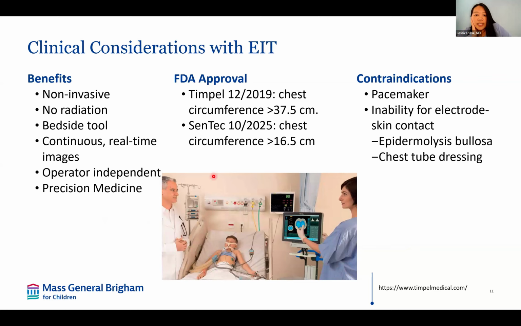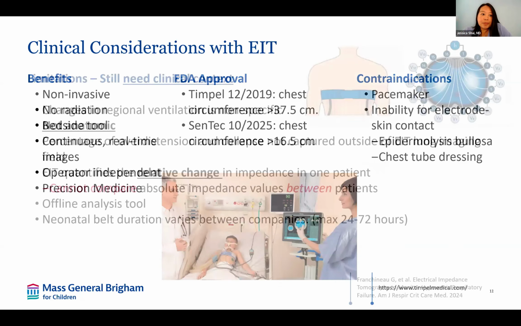And then Sentec recently got FDA approval this month for preterm babies, so chest circumferences greater than 16.5 centimeters. Contraindications for using EIT include any medical device that uses electricity, like a pacemaker, or if you're not able to have that skin electrode contact. For example, you have skin conditions or extensive chest tube dressings that would affect the readings.